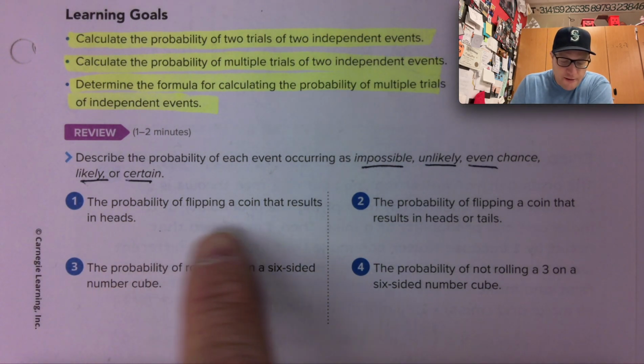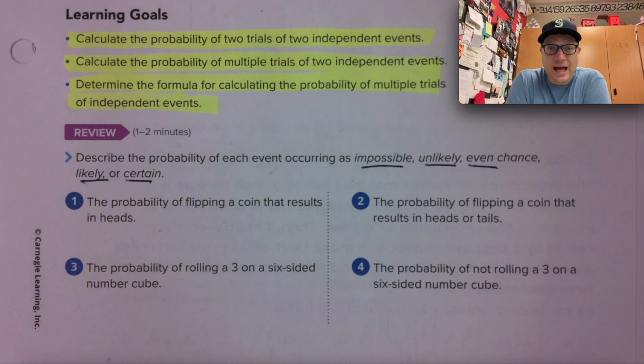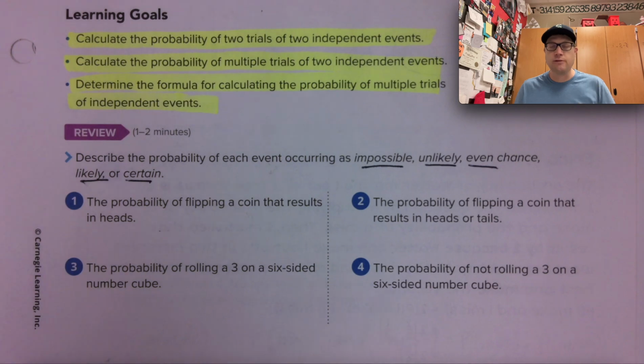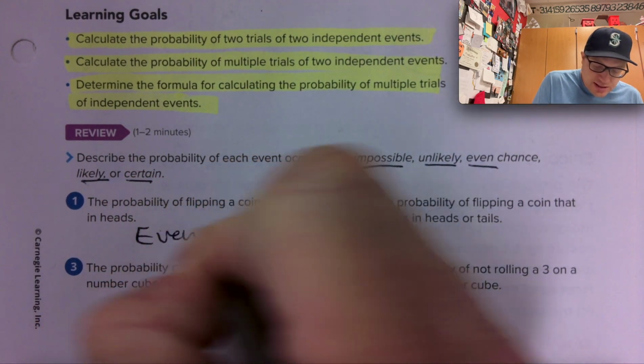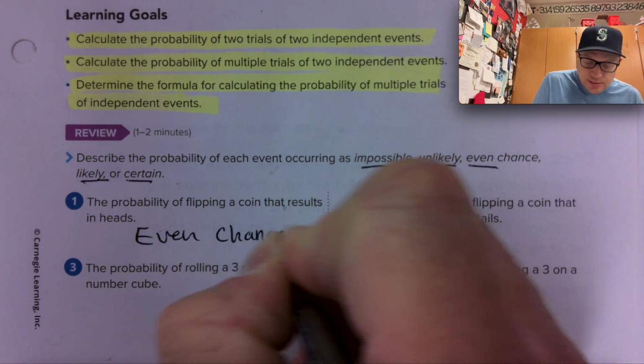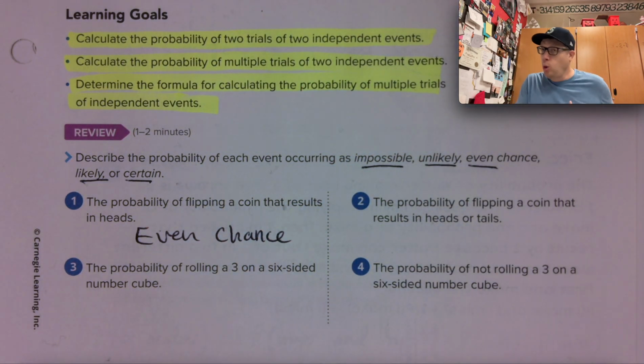The probability of flipping a coin that results in heads. When you flip a coin, one side's heads and the other side's tails, not counting the edge of the coin. So therefore, there's an even chance of getting heads in this problem. Or tails, that's the even part of it.